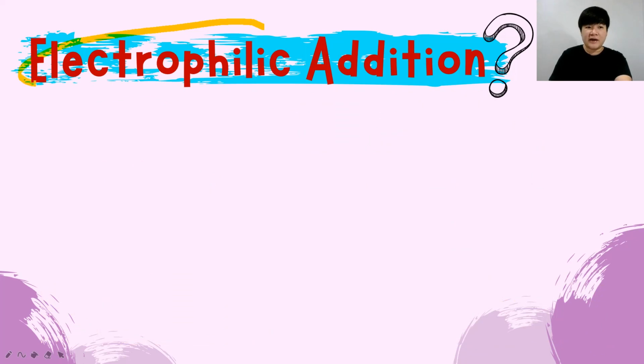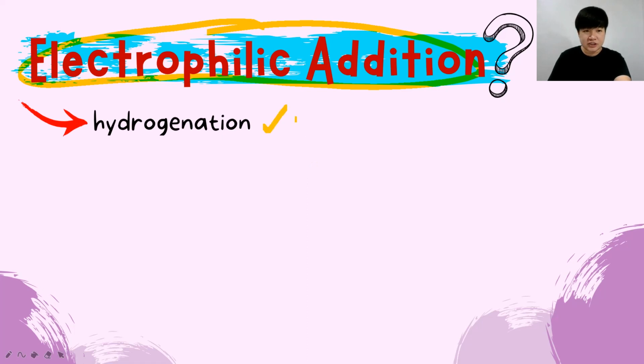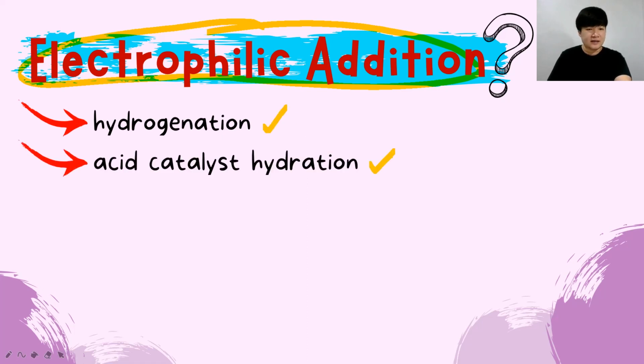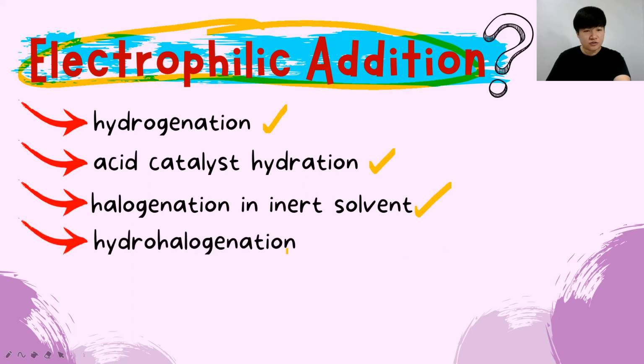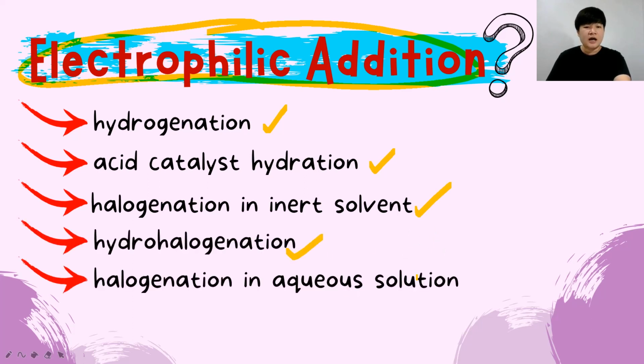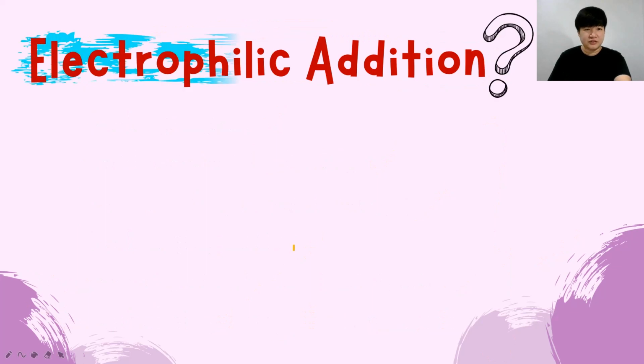In this video, we have 6 electrophilic additions that we are going to learn in alkenes. The first one is hydrogenation, then acid-catalyzed hydration, halogenation in inert solvent, hydrohalogenation, halogenation in aqueous solution, and hydrohalogenation with peroxide. So these are the 6 that we are going to learn in this video. Let's start with the first one.